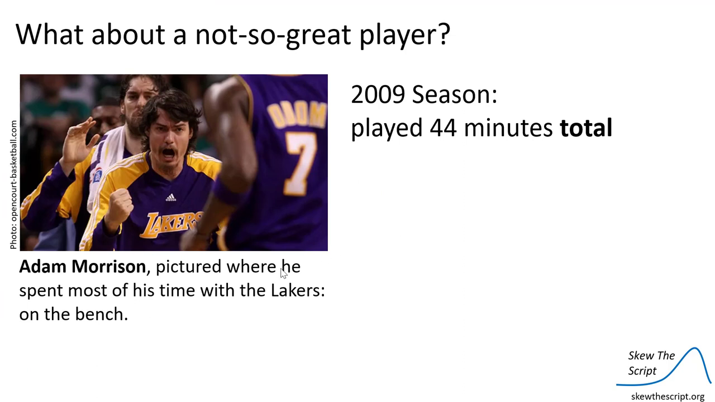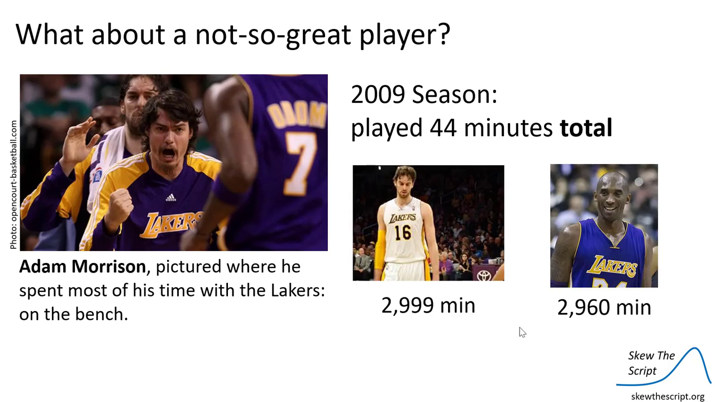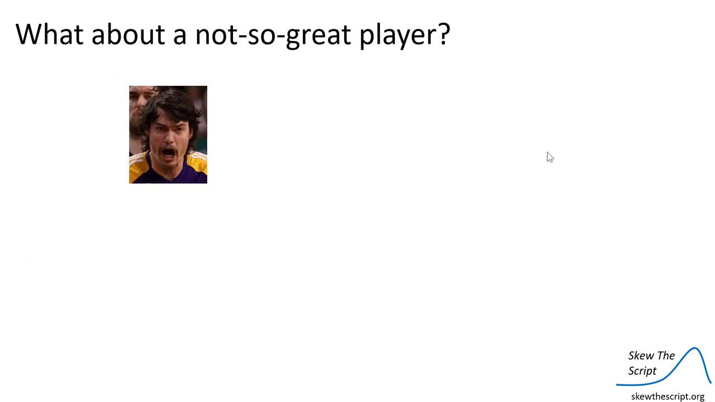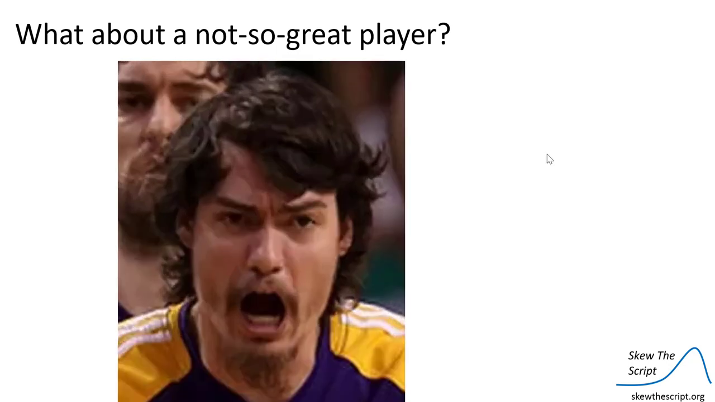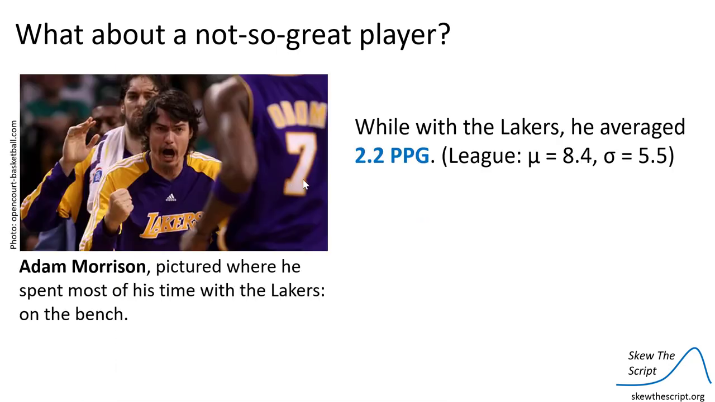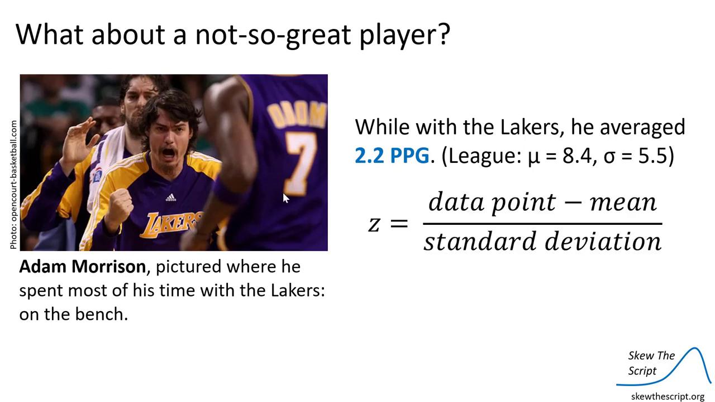So let's look at, what about a not so great player? This is Adam Morrison, when he spent most of his time with the Lakers on the bench. In the 2009 season, he played 44 minutes total. So for comparison, 2,999 minutes, 2,960 minutes. We have a lot of difference there. 44 minutes total is not great. So what's happening here? While with the Lakers, he averaged 2.2 points per game. The league average was 8.4, and the standard deviation, or variability, was 5.5.